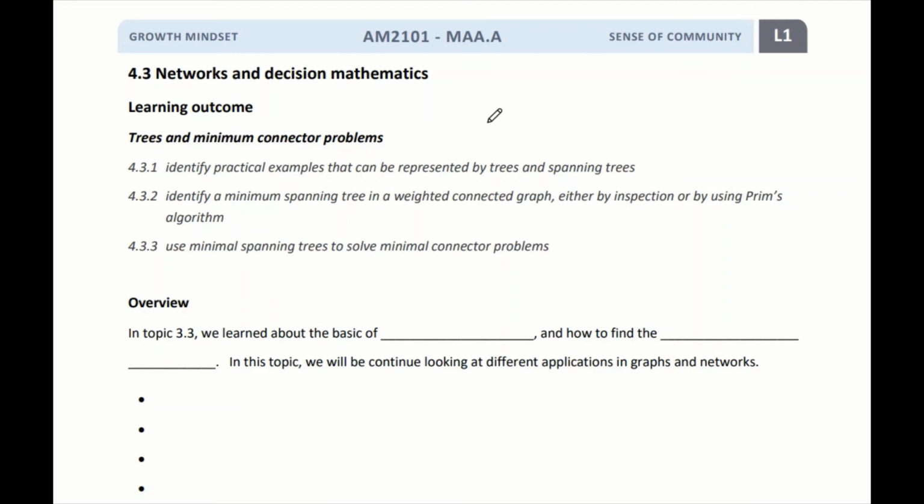Hi everyone, for today's lecture, we are moving into the last topic of our syllabus, which is topic 4.3, Networks and Decision Mathematics. Same as usual, I'll start by introducing everything that you will learn under this topic. Then after that, we come back to the learning outcome and start with today's content. Alright, so let's do a quick overview.